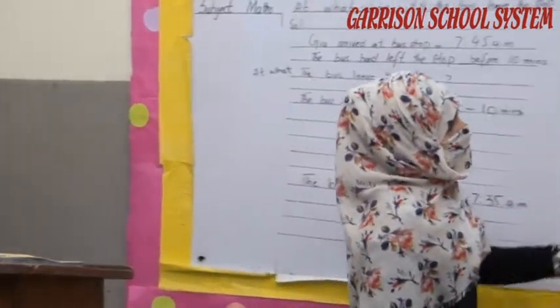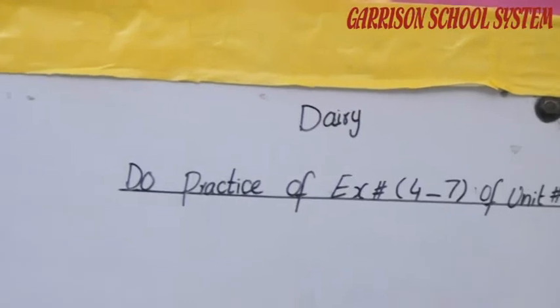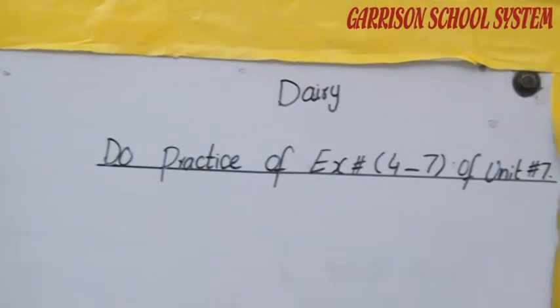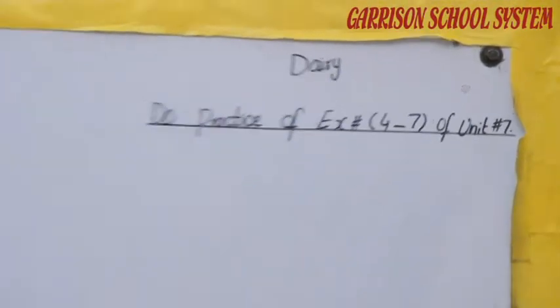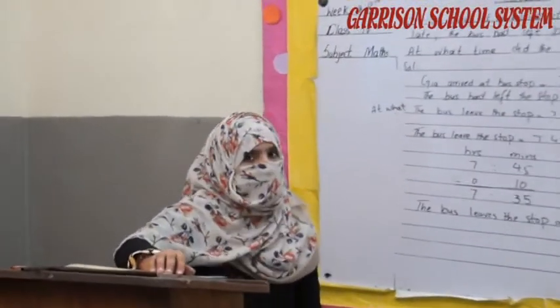Here is your diary. Practice exercises 4 to 7 of unit number 7. Unit number 7 is done and this is your last lecture of the first term.